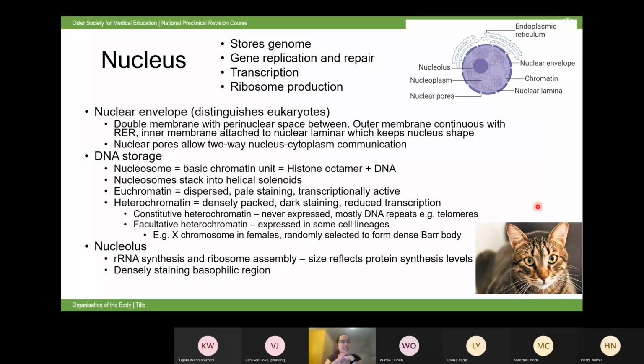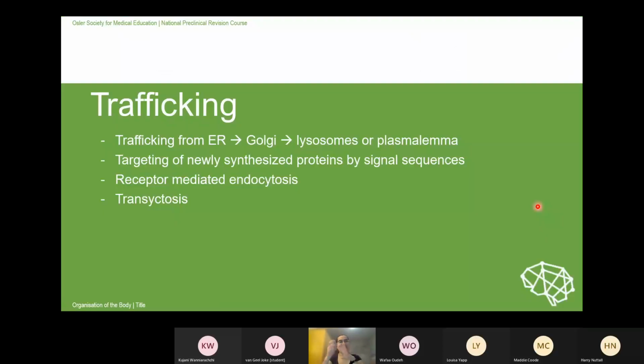And in terms of the nucleolus, this is the bit within the nucleus where ribosomes are produced. And so because ribosomes are where proteins are produced, the size of the nucleolus reflects how synthetically active the cell is. So there we go in terms of organelles.